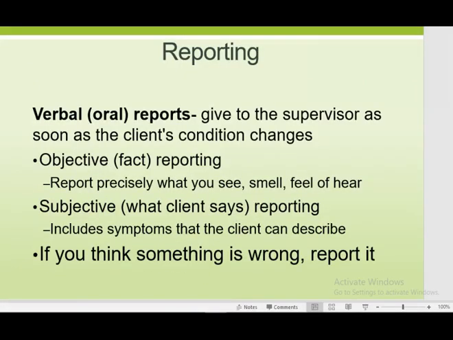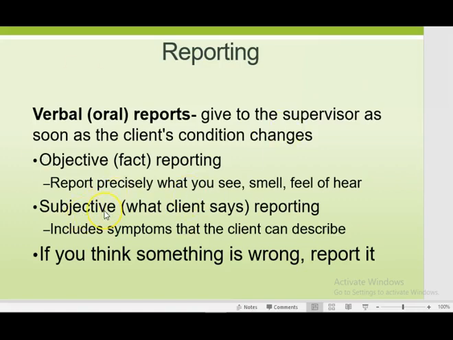Okay, so the first thing is that you're observing things. The second is that you're going to report it. And those are verbal or oral reports that you're going to give to your supervisor. And it's usually when there's a change in conditions, something that is not in the ordinary. Usually it's something not good, but it could be something good too that is a big change, right? So there's two things when you're giving reports. First, you're going to want to be objective. That's a factual thing. So it's exactly what you see, smell, hear, or feel, right?